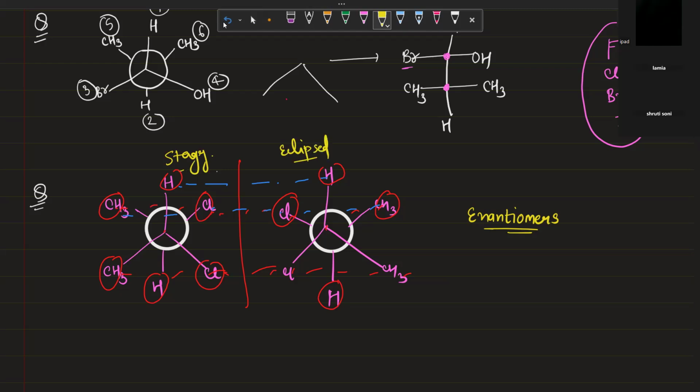So firstly, if the compounds have the same elements and there is any probability to solve that, you need to convert eclipsed into staggered, or you can convert staggered into eclipsed. So I'll give you one more example in which you need to identify whether the given compounds are chiral or not.